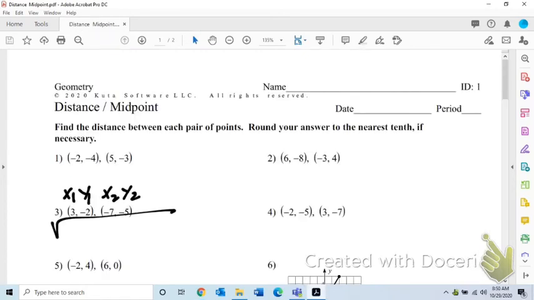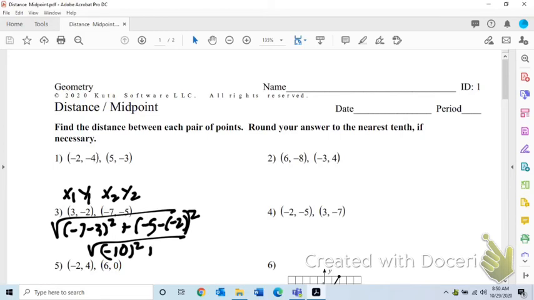So this paused, I had to restart it, so hopefully I'm not covering old ground. Anyway, number 3, x1, y1, x2, y2, plug them into the distance formula. So we have negative 7 minus 3 squared plus negative 5 minus a negative 2 squared. Negative 7 minus 3 is negative 10 squared. Negative 5 minus a negative 2 turns into negative 5 plus 2, or negative 3 squared. That gives us the square root of 100 plus 9, square root of 109, 10.4.